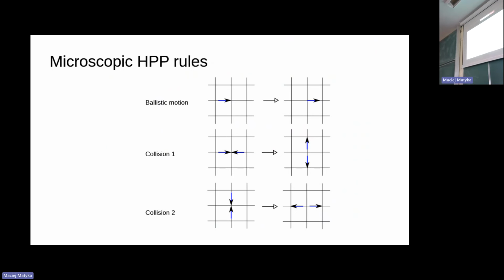And now for the microscopic rules, we select only two collision modes. One of them is that two particles are approaching each other, and then we reflect them by 90 degrees. And this is basically symmetric. So those two and those two behave in a similar way, and then the ballistic motion. And this defines our algorithm.